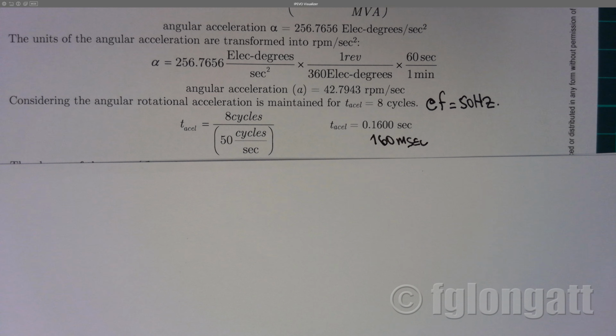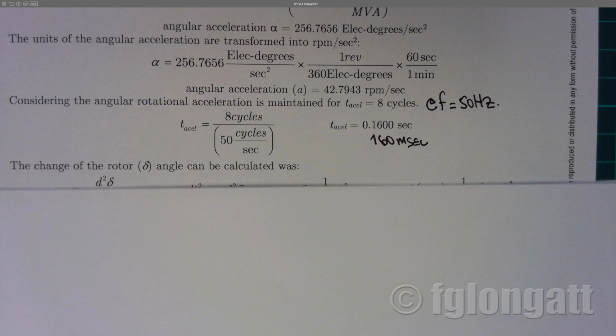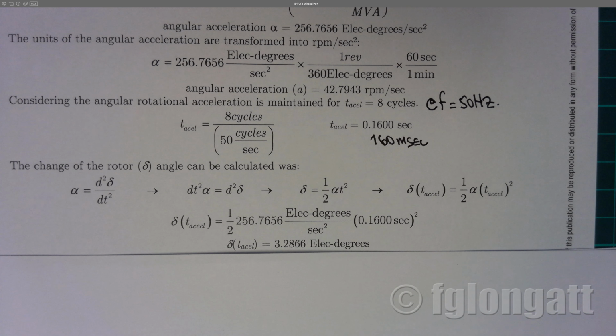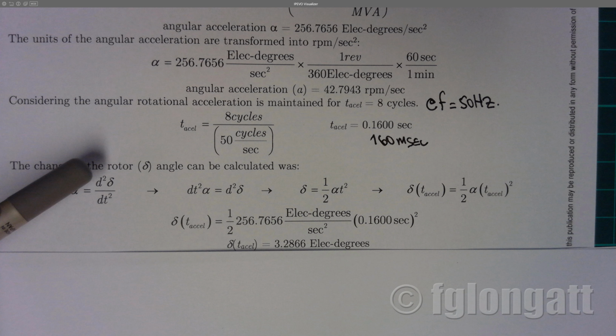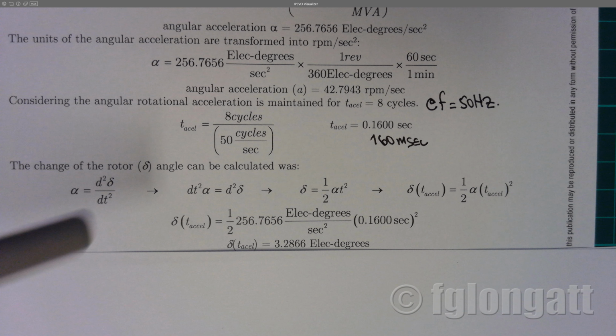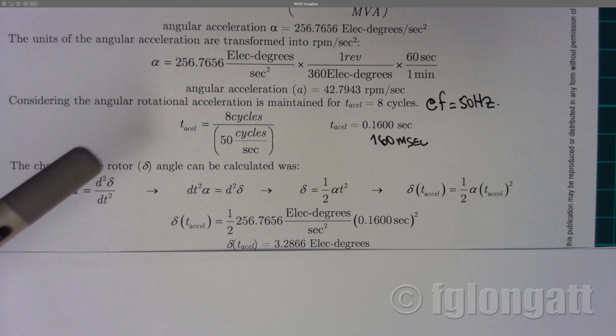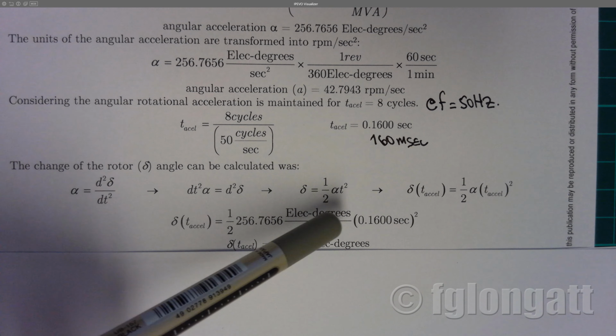Now what we want to know is how much the angle will change if we apply this disturbance, this accelerating power, for 0.16 seconds. And now what we need to do is, again, coming back to the basic definition, it's extremely simple. You know that the acceleration is the second derivative. From there, we can multiply by the second differential of time on both sides. And then we can apply integration.